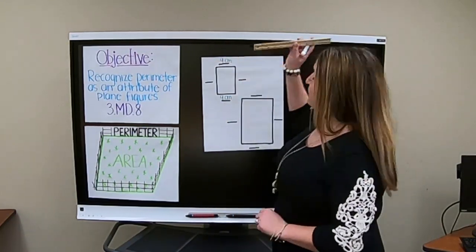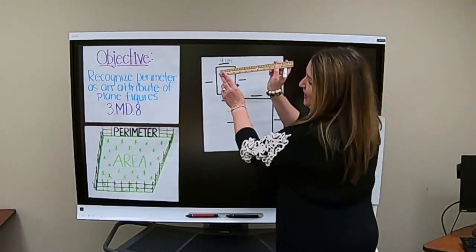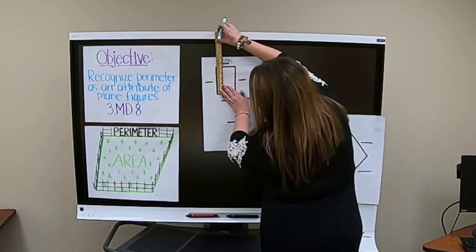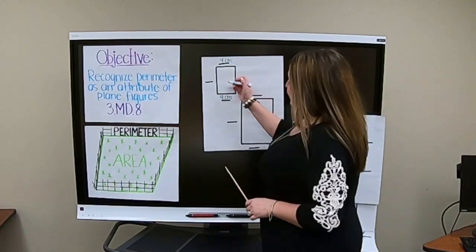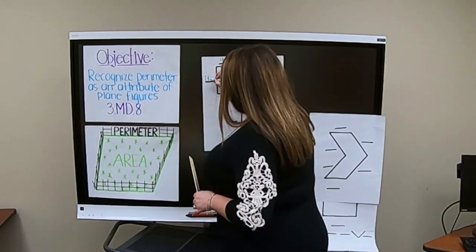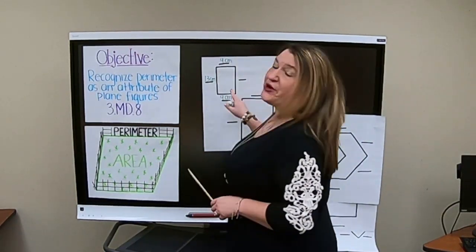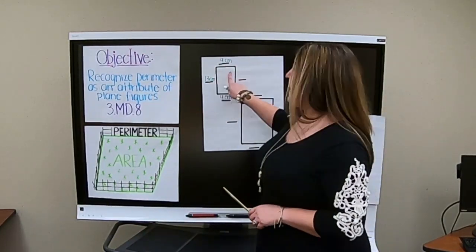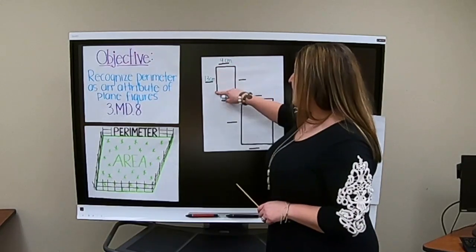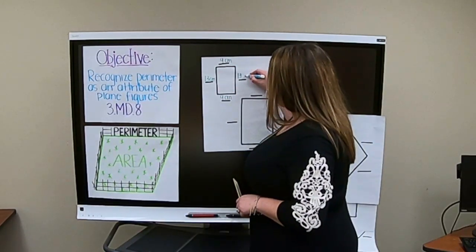All right, now I'm going to take my ruler, making sure I'm on the centimeter side, and I'm going to measure the other side. And the other side is 13 centimeters. So our block is a 9 by 13 block. Okay, the short side is 9, the long sides are 13.